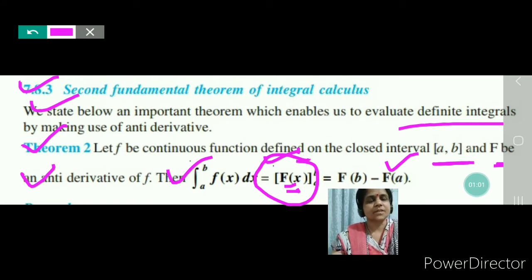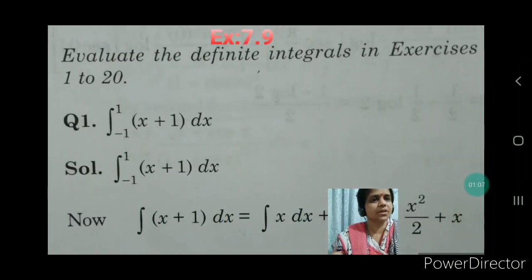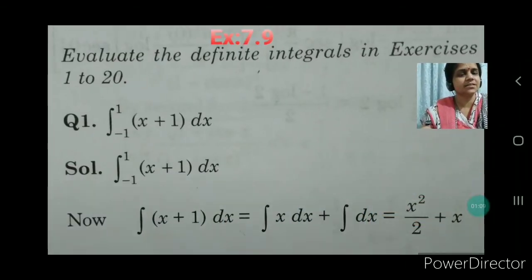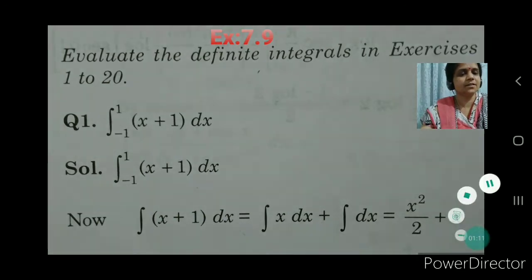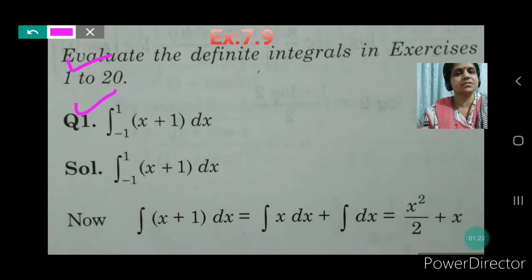Now let's solve some questions based on this theorem, and start exercise 7.9. The first instruction is to evaluate the definite integrals in exercise questions 1 to 20. So question 1 is the integral from minus 1 to 1 of (x plus 1) dx.